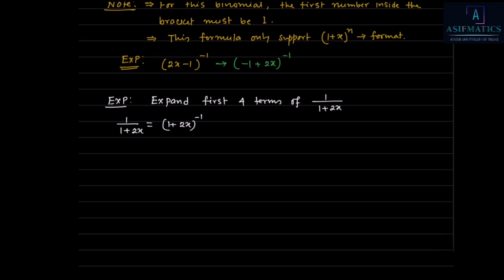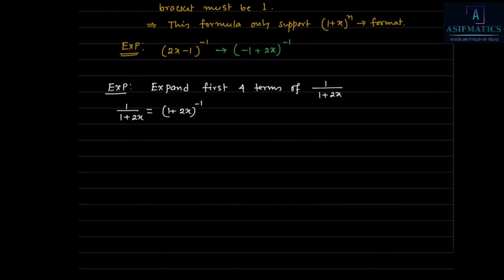Look at this one. Whenever you have this type of situation, the first term is 1, and the second term is the x term. It can be 2x, 3x, x square, anything. But the second term must be some x, and the first term will simply be 1. So the binomial is in the correct situation, so we can apply the formula.